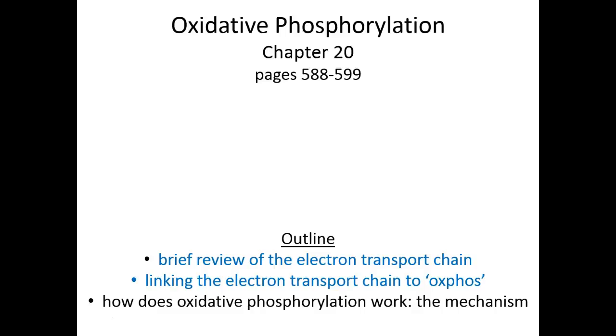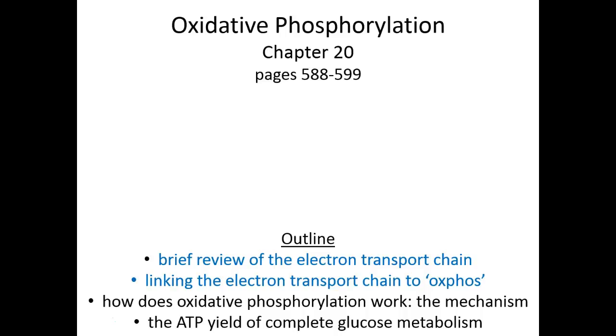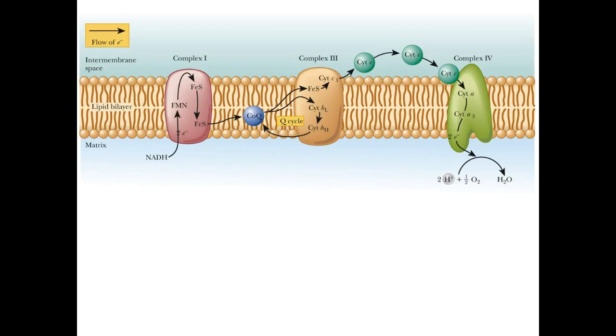The next chunk will talk about the process itself. It'll talk about the mechanism of oxidative phosphorylation, how we make ATP using a proton gradient, and we'll wrap that chunk up by talking about the overall energetic yields of the complete metabolism of glucose. And by energy yields, of course, we mean ATP yields.